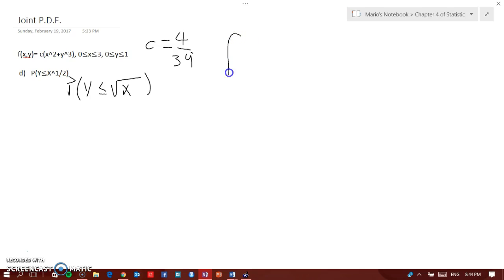So we have a double integral from 0 to 3 of x squared plus y cubed dy dx. Because I put x from 0 to 3 outside, my dx is going to be outside.